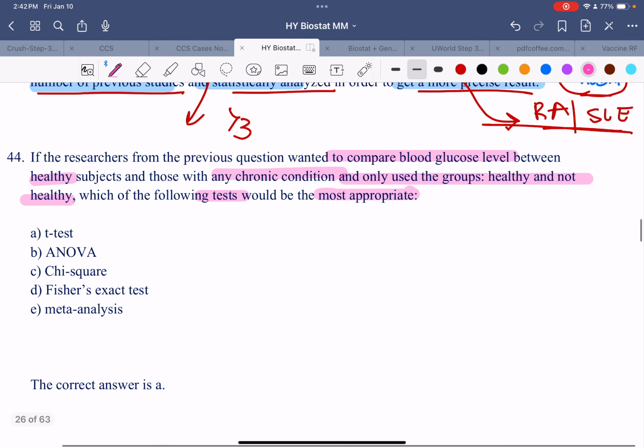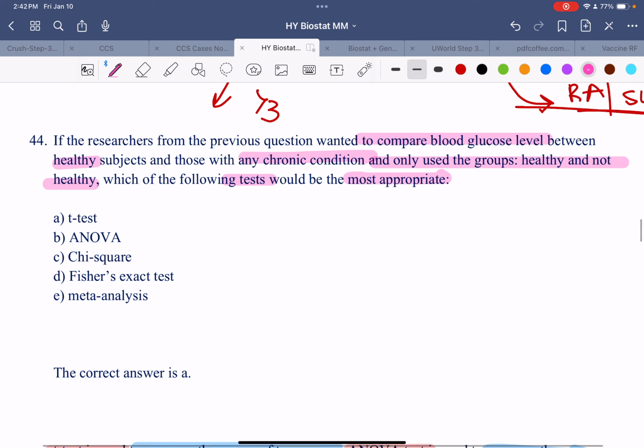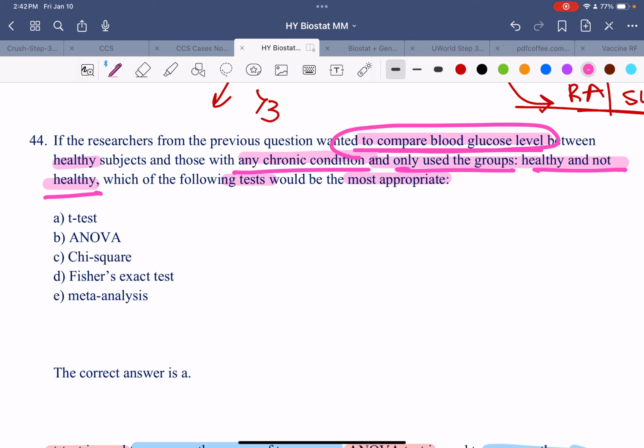Okay. Question number 44. Now there's another similar question: if the researchers wanted to compare the blood glucose levels of any chronic condition and only used two groups, right? They're just taking one chronic condition like hypertension, and the groups are just healthy and not healthy, but they're still comparing blood glucose levels, which means you still have a numerical range, like 90, 100, 110. It's not categorical like yes or no, diabetes, no diabetes, right?